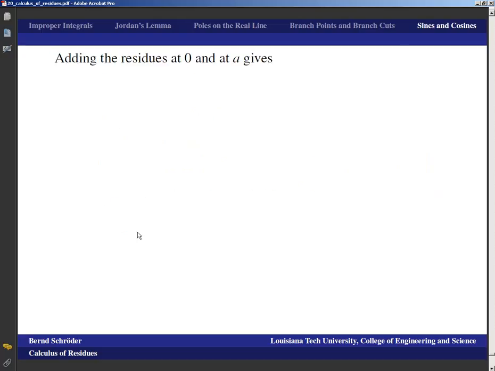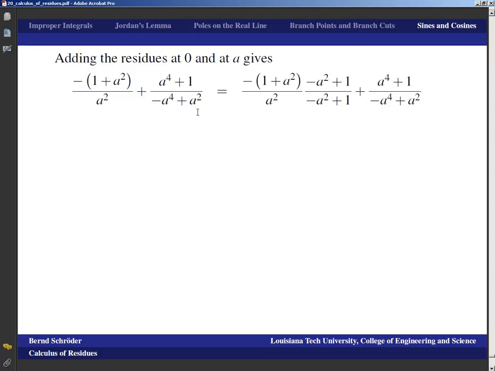So that's perfectly fine. And so now adding the residues at 0 and at a gives us, well, the residue at 0 was the negative 1 plus a squared divided by a squared. The residue at a was a to the fourth plus 1 over negative a to the fourth plus a squared. So now we expand with negative a squared plus 1 in the first one to find a common denominator. This is now just a lot of rather horrible algebra.